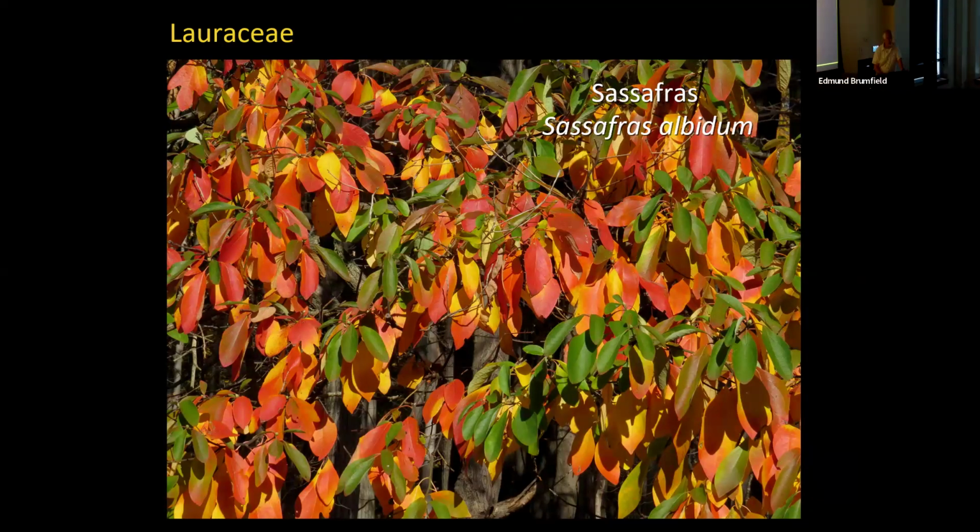Sassafras. Sassafras has a lot going for it. It's a native tree. It's got terrific color in the fall. It's got green twigs, so it's got winter interest. It's got three different shaped leaves. It's got a nice smell to it. A lot of good things about sassafras.